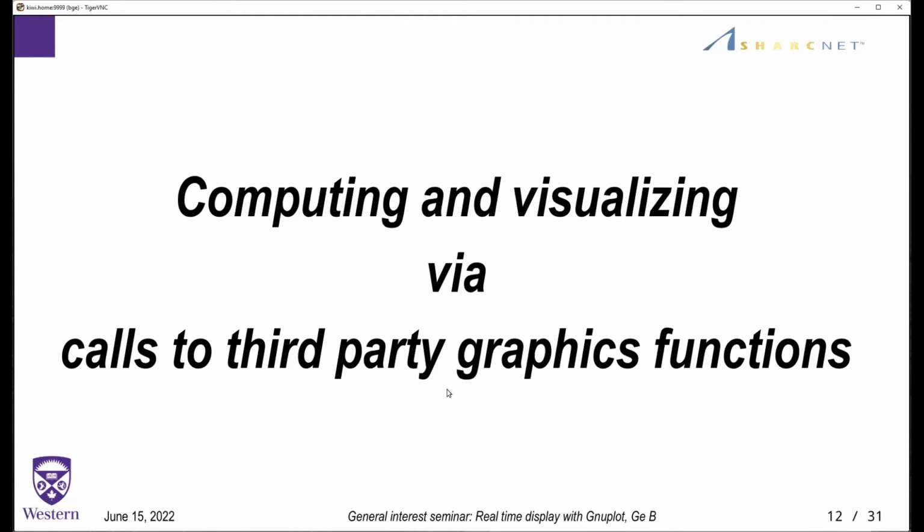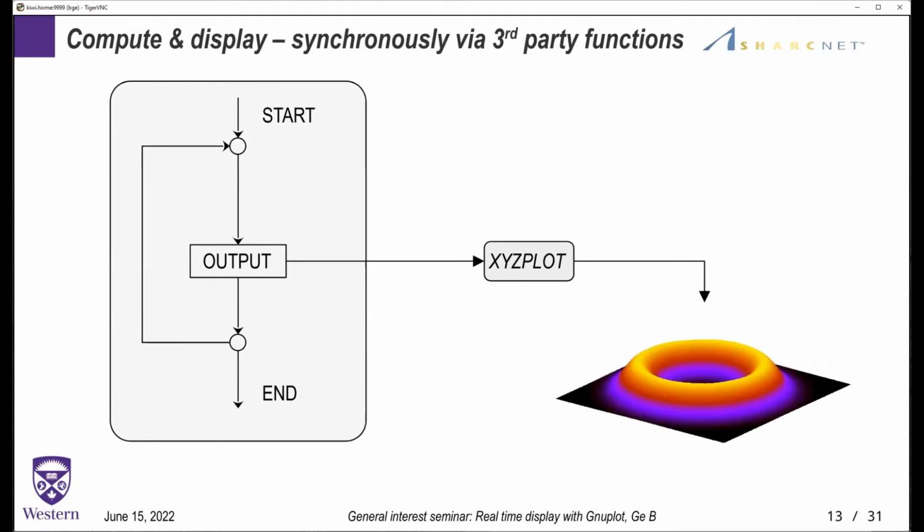Next, let's look at the computing and visualizing through a third-party graphics function. Okay, so this is case one, the solution. So in this case, on the left-hand side, we have the application program. This is a flowchart from start to the end, and in the middle, suppose you have a time-dependent process. You have a time iteration that goes through from the first step until many steps in the future, and in the middle you have the output.